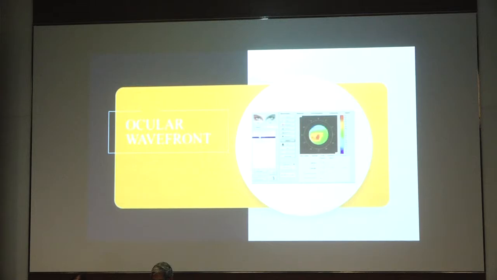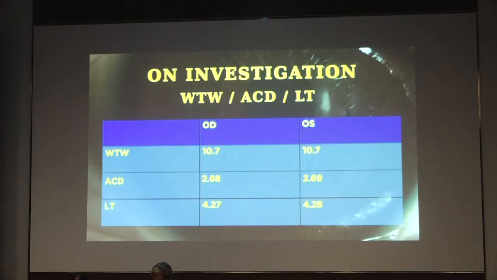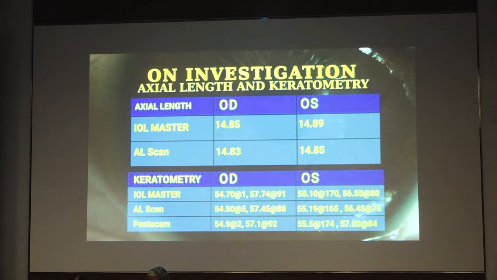What the test revealed was indeed unique and surprising. Her white-to-white diameter was 10.7. Her ACD of 2.68 and her lens thickness of 4.27 in both eyes. Her axial length in OD was 14.85 and OS 14.89.